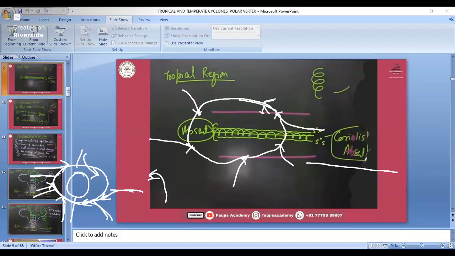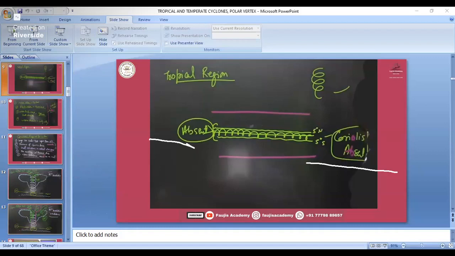Okay. So this was all about how all those formations are happening, how the clockwise direction is happening, and how the anti-clockwise direction is happening in the northern hemisphere. So that everything we saw from the diagram point of view also. Then see, from this diagram you can easily understand.